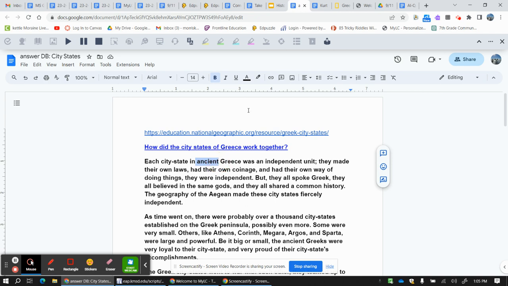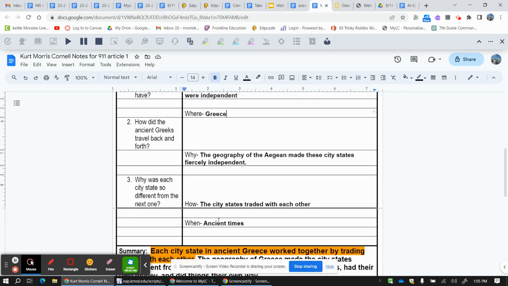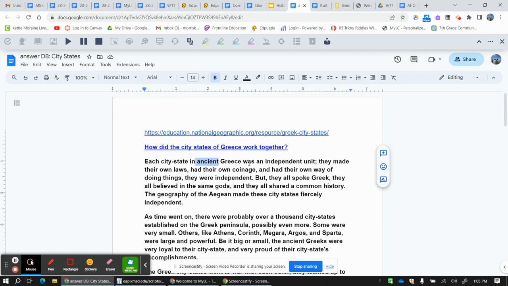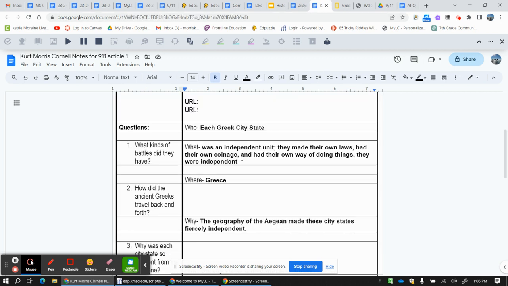Ancient times. Boom, I cut, I paste, I actually dropped it down here. So let's get back to the what. What? We talked about that. They were an independent unit, made their own laws, their own money, and they had their own way of doing things. Okay, cool. I'm going to drop that right here.